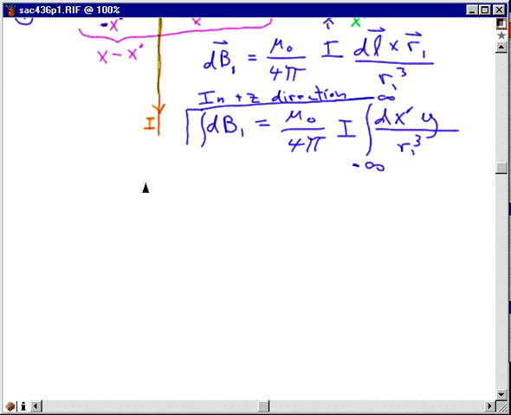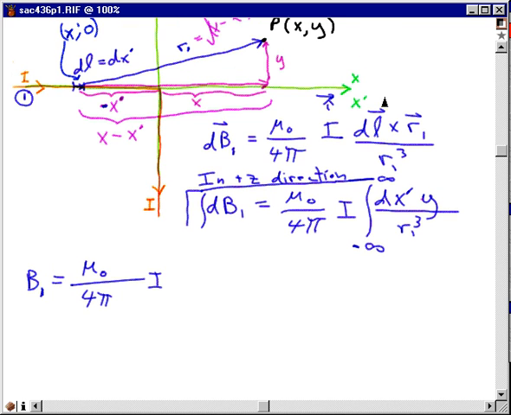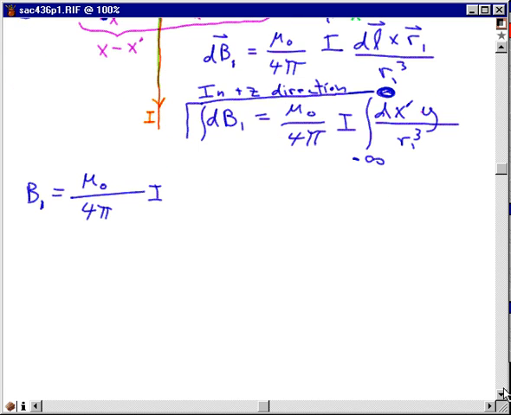So over here on the left, sum up all the little contributions, you're just going to get the total B1 in magnitude, and we know it's in the positive Z direction, is mu 0 over 4 pi times I times the integral, and I think I said that goes up to plus infinity. Actually, this wire ends at 0. So we're going from minus infinity to 0 on this integral.